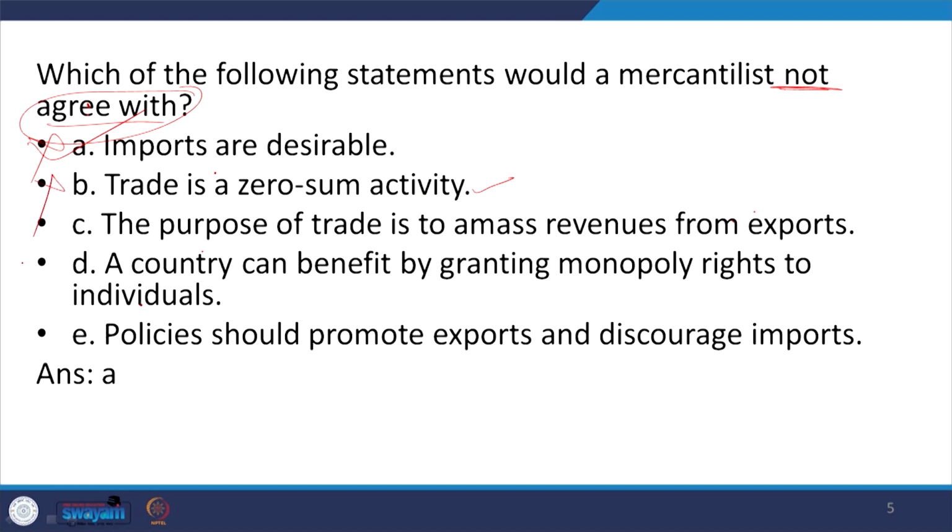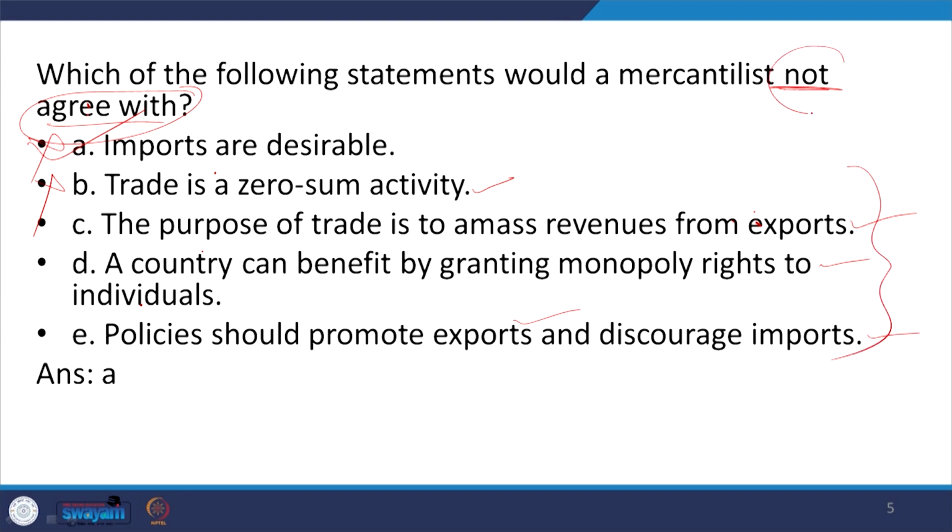So, this cannot be an answer, because we are saying not agree with. The purpose of trade is to amass revenues from exports, they agree. As per the postulations of mercantilist theory, a country can benefit by granting monopoly rights to individuals, they agree with that. Policies should promote exports, discourage imports, they agree with. So, these are agree with.